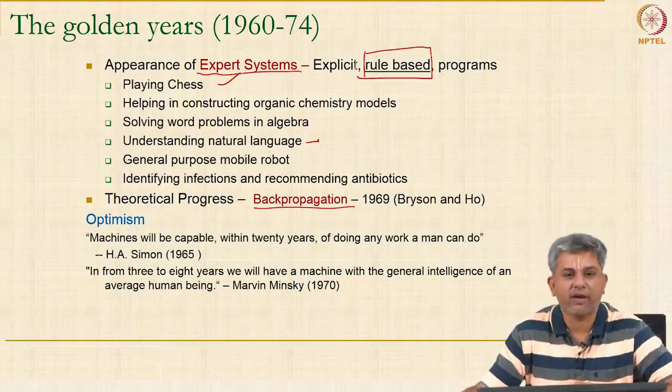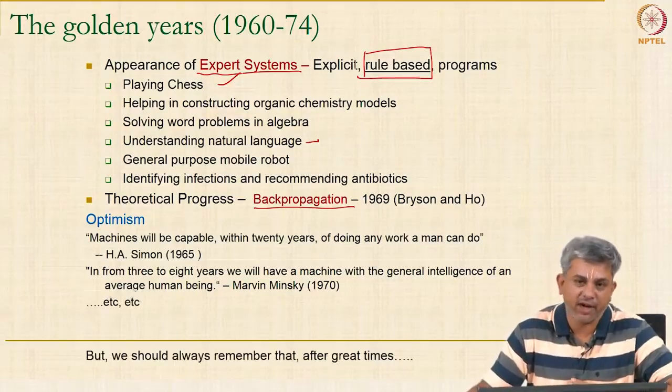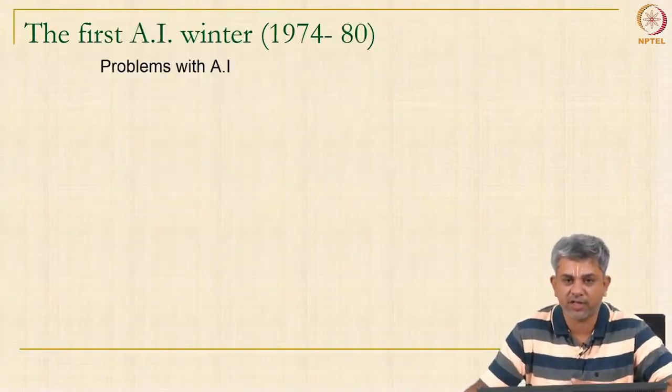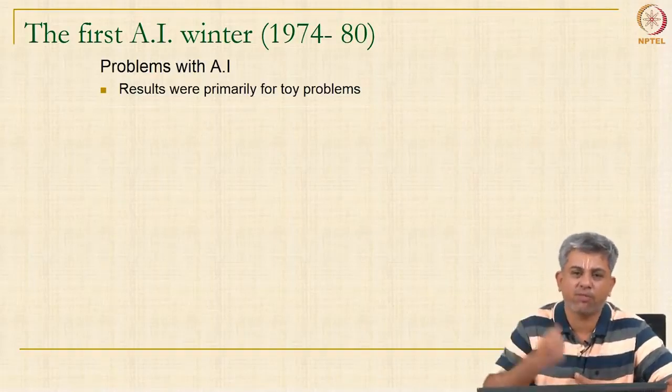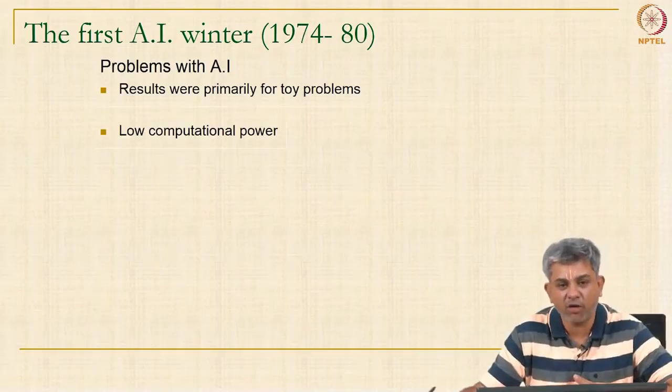We also had Minsky saying something extremely positive, very similar. But whenever you have such a hype cycle, you should always know that you are going to get into problems. What was known as the first AI winter happened between 1974 and 1980. The problems were that all the results, even within chess, were primarily for simple toy problems, the kind of exercise problems we do in any course. The computational power was also exceedingly low. Today's cell phones probably have greater power than most of the big mainframe machines had back then.